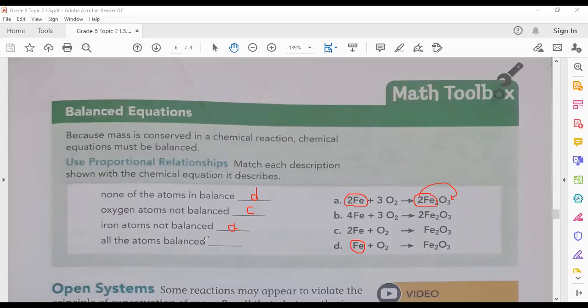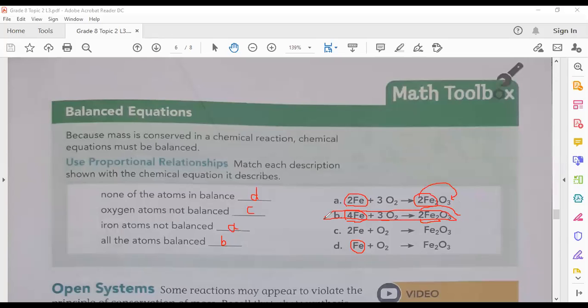The last one, all atoms are balanced. Of course, it is B. By the way, in this exercise, he wants to tell you how to balance the equation. In B, we have 4 atoms of iron. How many atoms of iron do we have here? 4, because 2 multiplied by the subscript 2. So we have 4, and oxygen 6. And here it is 6 because 2 multiplied by 3. So only equation B is balanced. Understood?